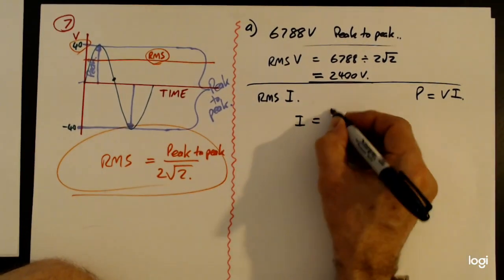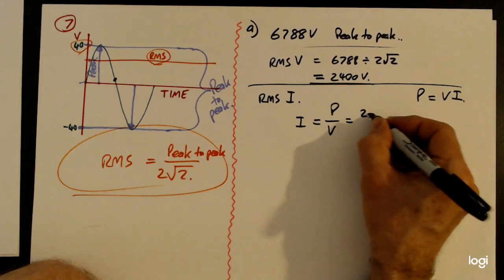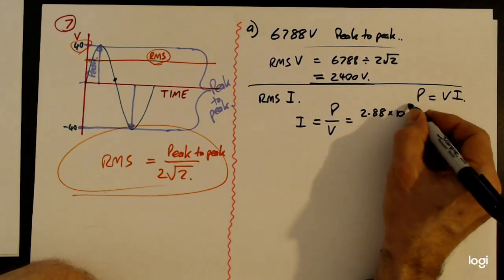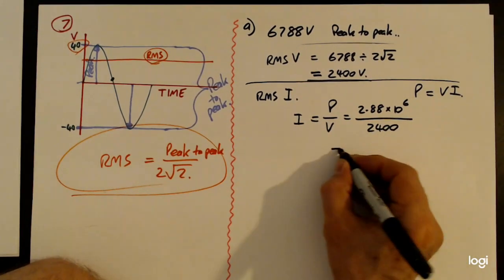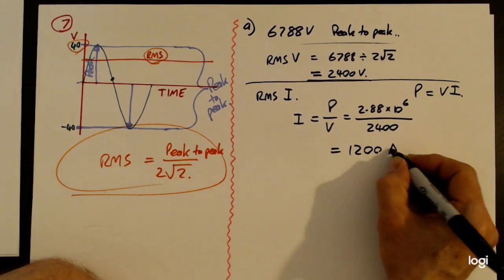So I equals P divided by V, which is 2.88 mega, which is millions, so it's 10 to the 6th, divided by 2,400. And that comes to 1,200 amps.